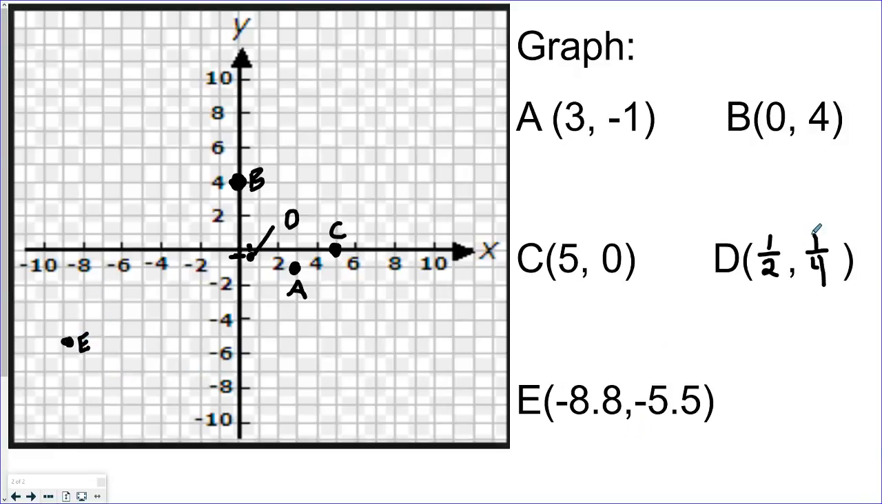So again, with decimals or fractions, you just guesstimate about where it's at using good judgment. Everything else you can just kind of do by X first and then Y, just basic plotting points. And remember, it's always left and right first and then up and down. It's a rule you want to get stuck in your brain there.